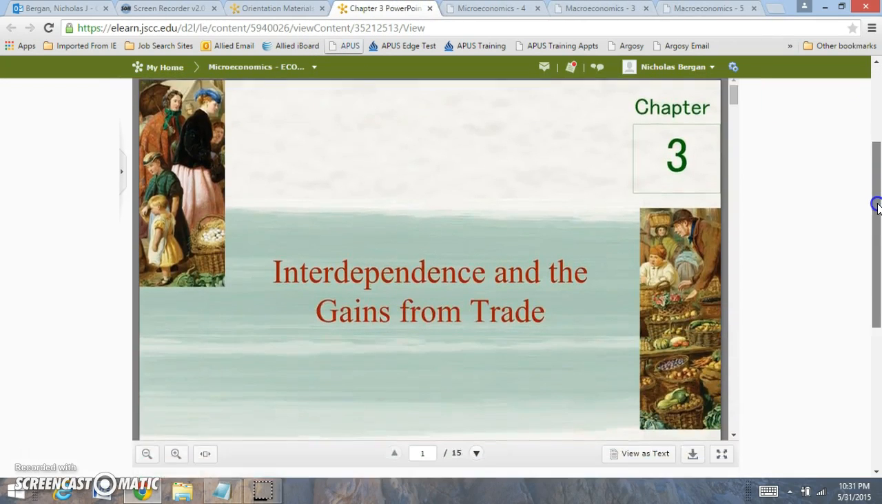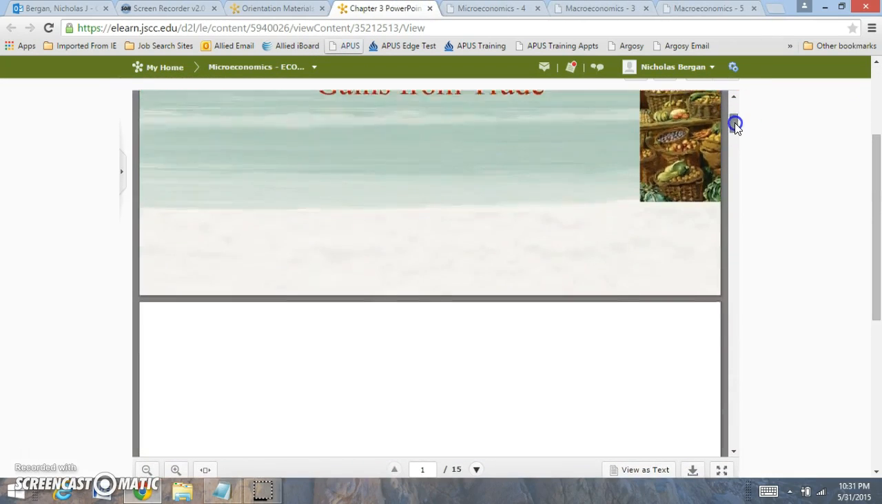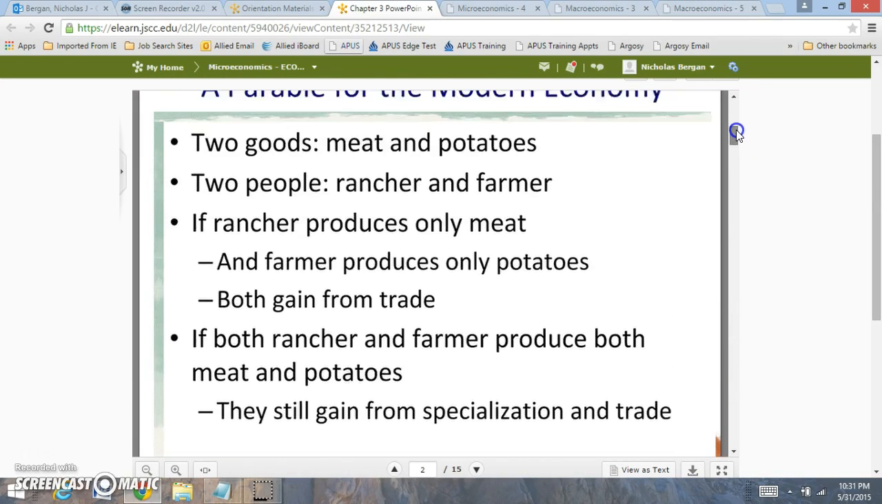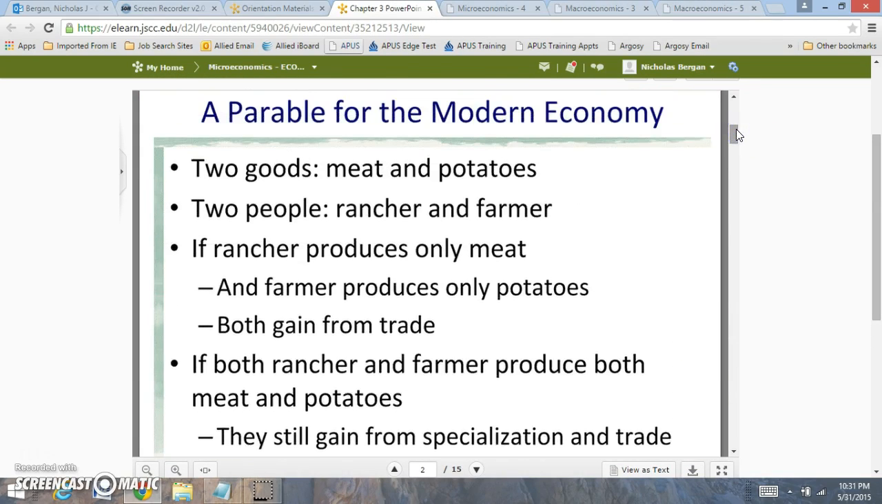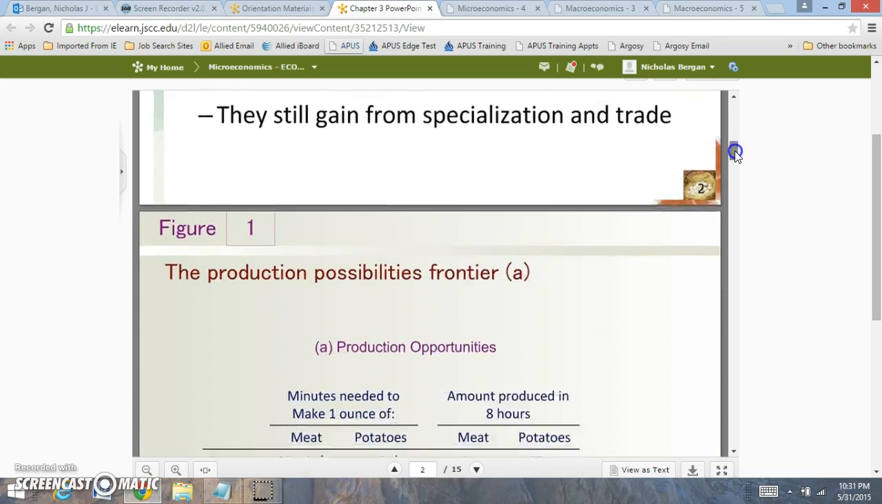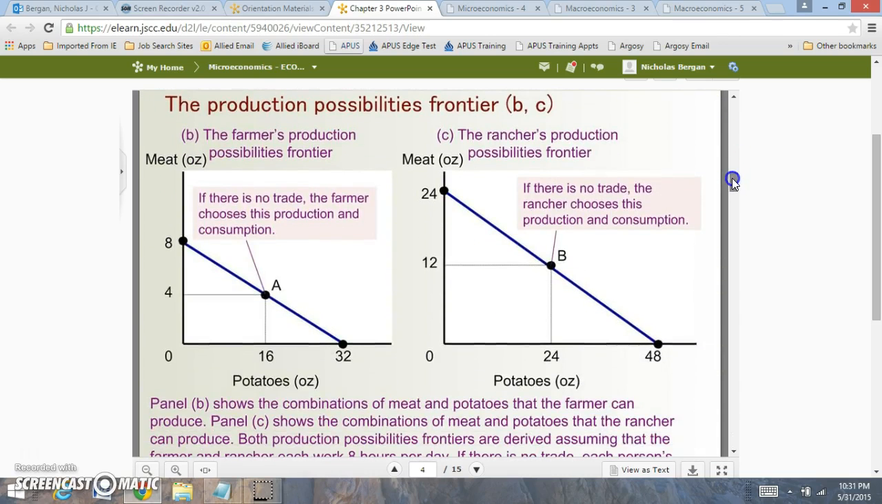Now in chapter 3, we're going to be looking at interdependence and gains from trade. The theory behind trade is trade can make everyone better off. So when we talk about trade, we're focused on how can we be better off. And when we can evaluate how we're better off, that's very important. We're going to start with the production possibility frontier. And I'm going to go through a simple example for you.